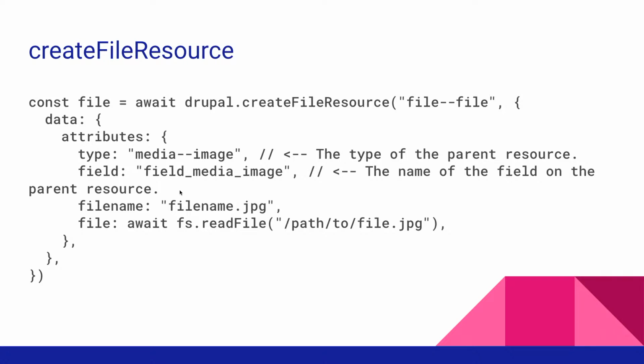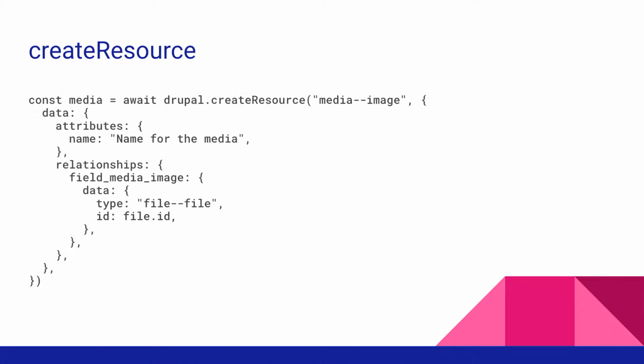Then we can also create a file. In this case, we create a files resource. We pass the file type, then the field that needs to be added, then the file name, and then where the file lives. And after the file has been created, we can create a media with the create resource function. So we pass the media image, then the name, and then the file ID that we just created.